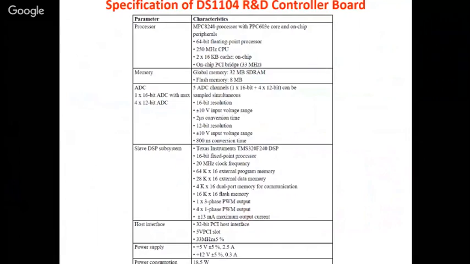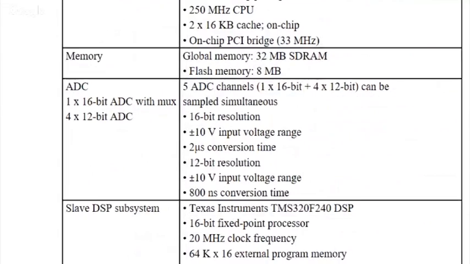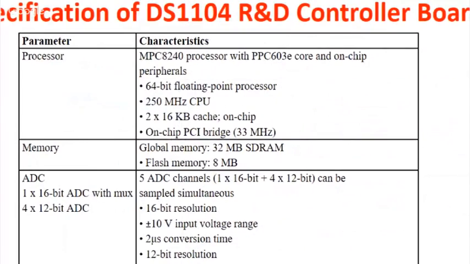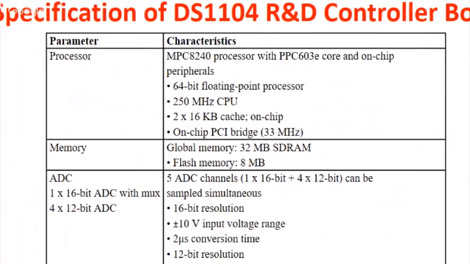Here you can see the characteristics of this DS1104. Different dSPACE processors are also there. They now have the ACE box, which has an FPGA inside with more input output ports, around 64 ports or so. So depending on your application, you can choose which dSPACE you want.